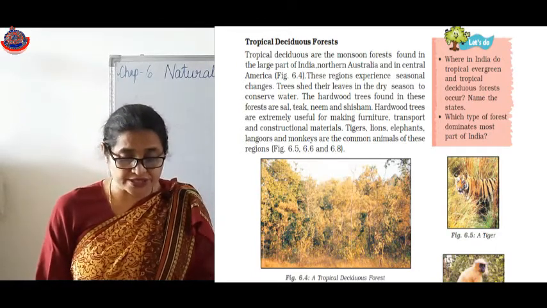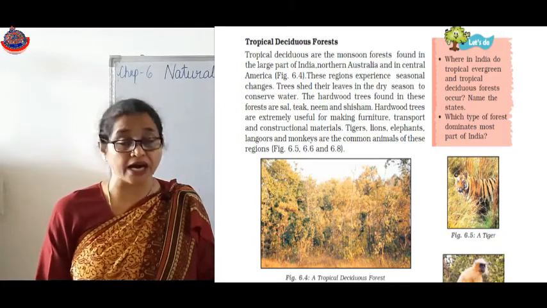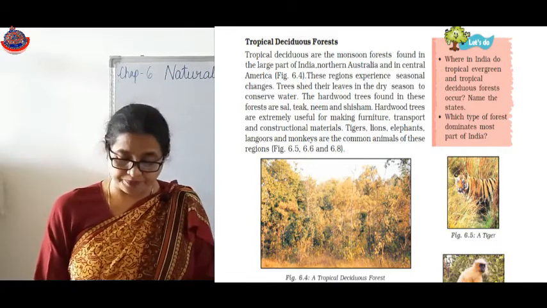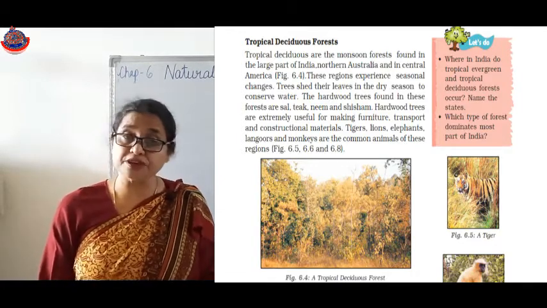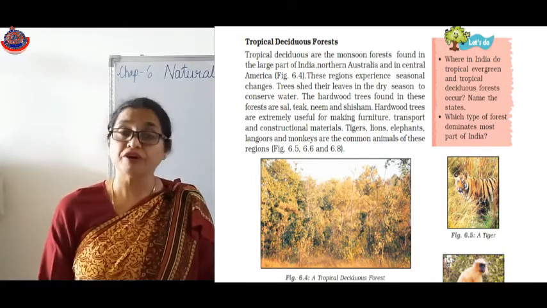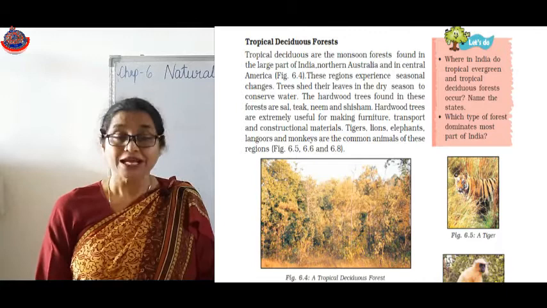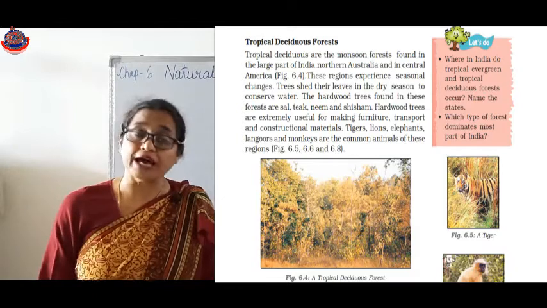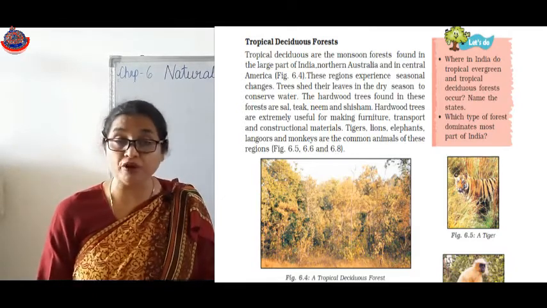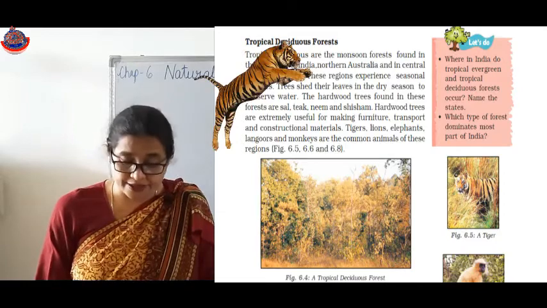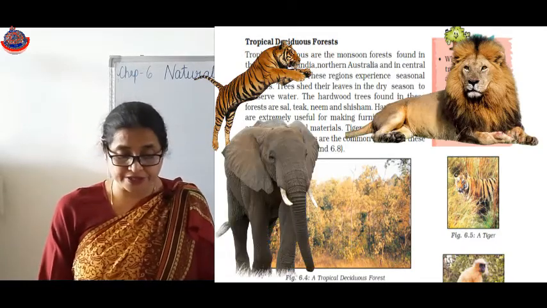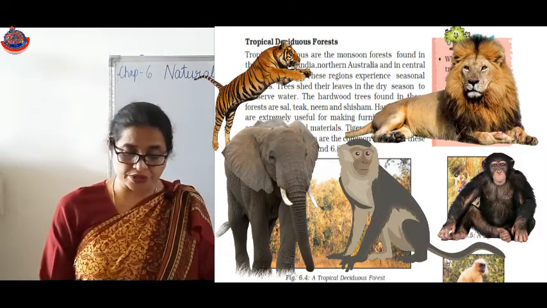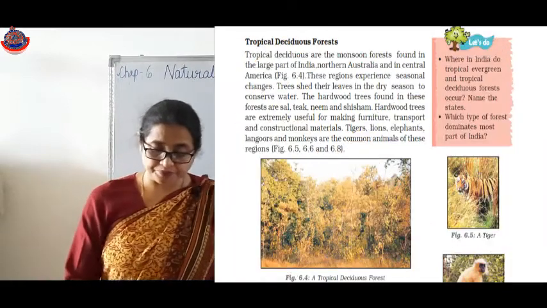The hardwood trees found in these forests are sal, teak, neem and shisham. Hardwood trees are extremely useful for making furniture, transport and construction material. Now, which are the kinds of animals found here in these forests? They are the tigers, lions, elephants, langurs and monkeys, the common animals of these regions.